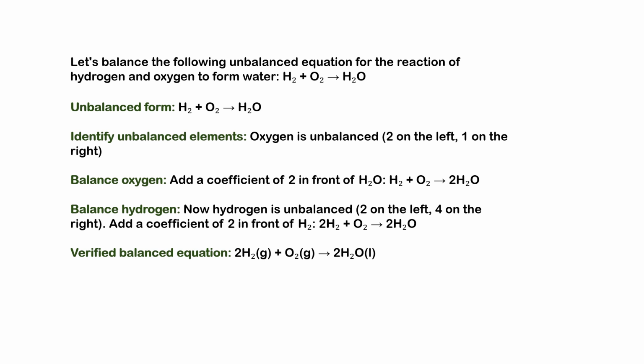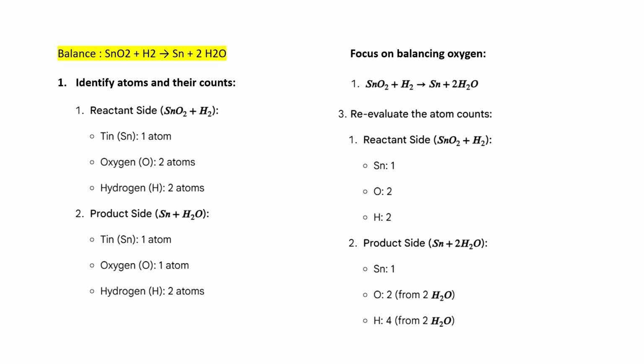And finally, stoichiometry. The balanced equation allows us to predict the amount of reactants and products involved in a chemical reaction using the mole ratios or stoichiometric ratios. And now we'll look at another example here. We have to balance SnO2 plus H2 turns into Sn plus 2H2O.